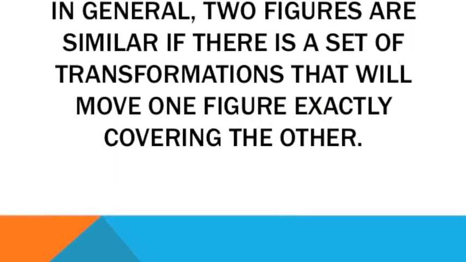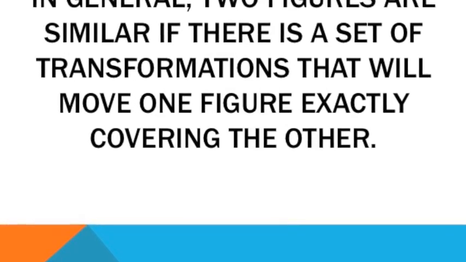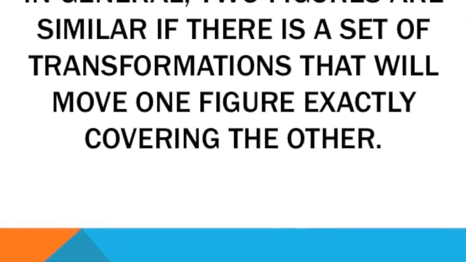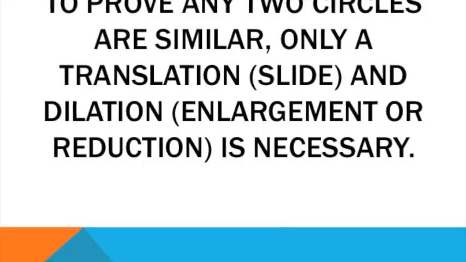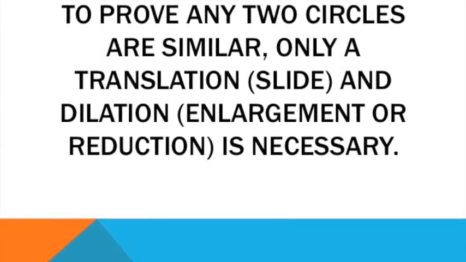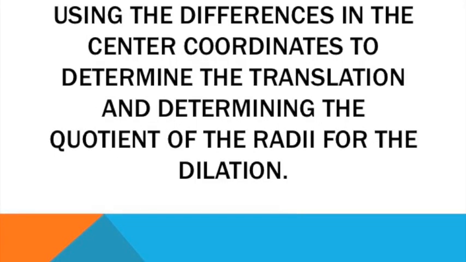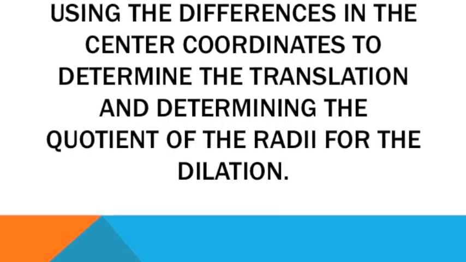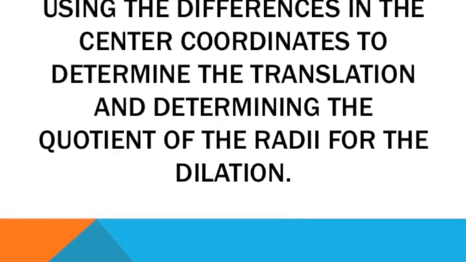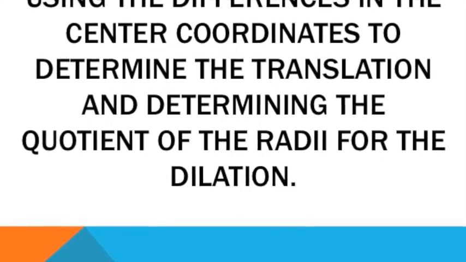In general, we say that two figures are similar if there is a set of transformations that will move one figure exactly covering the other. Similarly, to prove any two circles similar, all we need is a translation, a slide, and a dilation, an enlargement, or a reduction. To prove circles similar, we use the differences in the center coordinates to determine the translation, and we use the quotient of the radii for the dilation.